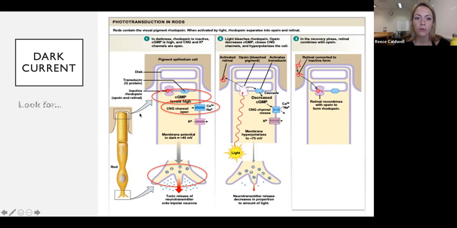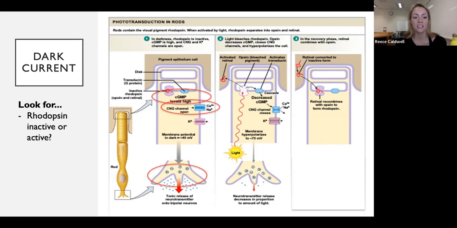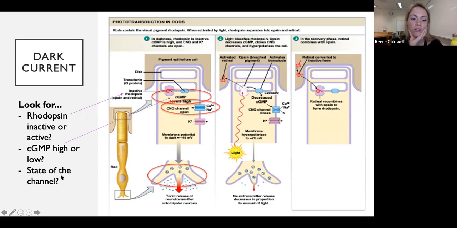So when working through these problems, there's 3 things that we're going to want to look for. We're going to want to look for if rhodopsin is active or inactive, which in our first example, darkness, we see that rhodopsin is inactive. We want to look for if cGMP is high or low. Whenever it's dark, cGMP is high. And the state of the channel, whether it's depolarized or hyperpolarized. So let's begin. Again, our first example is darkness, then we'll get into light. So in darkness, again, we see that rhodopsin is inactive.